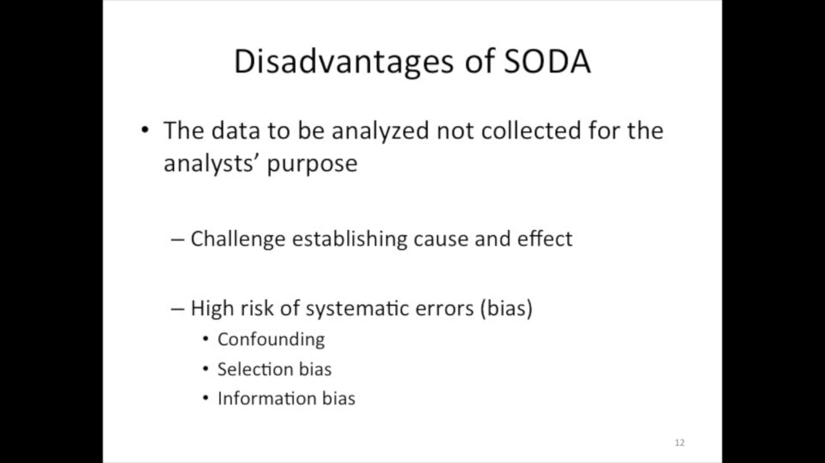The bias can also happen in the measurement and analysis phase. Such systematic errors may be called selection, confounding, or information bias. I will first define causal inference and each of these biases.